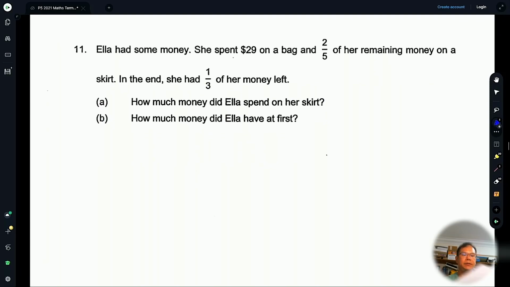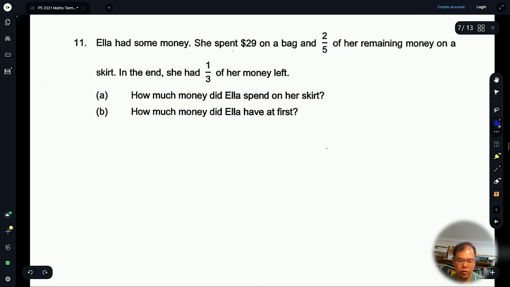Okay, question 11. Now Ella had some money. She spent $29 on a bag, and 2/5 of her remaining money on skirts. In the end, she had 1/3 of her money left. So a lot of fractions, a lot of you will panic when you see fractions, but don't worry, we will look at it part by part.